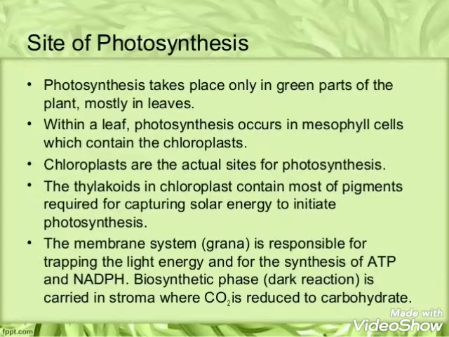There is a clear division of labor within the chloroplast. The membrane system is responsible for the photochemical phase where the synthesis of ATP and NADPH occurs, whereas the stroma has enzymes for the reduction of carbon dioxide into carbohydrate and formation of sugar. Here ATP stands for adenosine triphosphate and NADP stands for nicotinamide adenine dinucleotide phosphate.